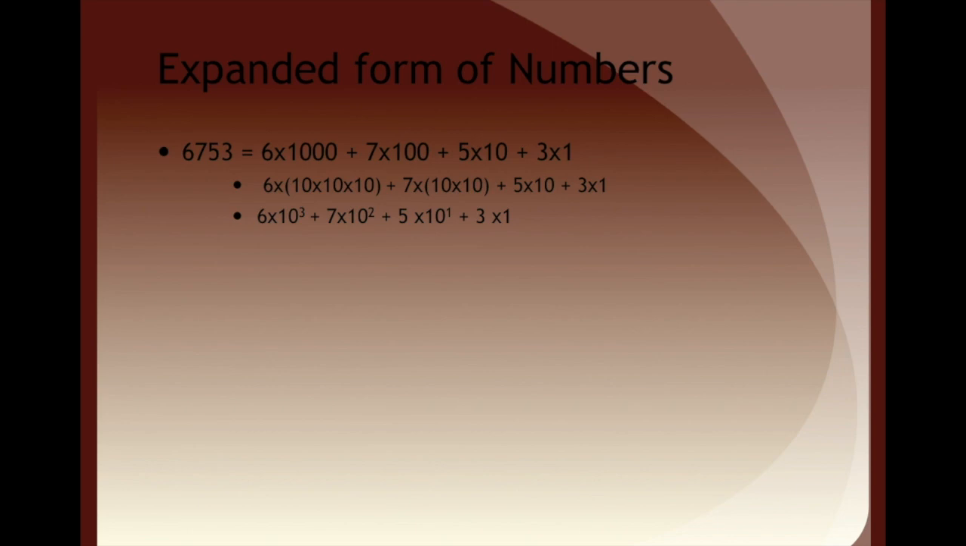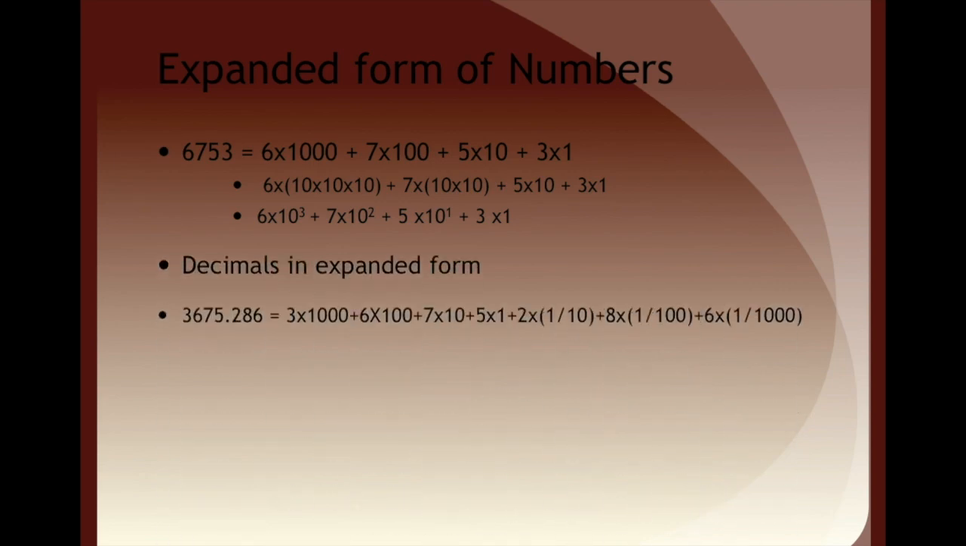1000 we can write as 10 into 10 into 10. 100 we can again write as 10 into 10, and 10 remains 10 and 1 remains 1. So 6 into 10 raised to power 3 because 10 is repeated 3 times, 7 into 10 raised to power 2 because 10 is repeated twice, 5 into 10 raised to power 1, and 3 into 1. This is the expanded form to write any particular number.